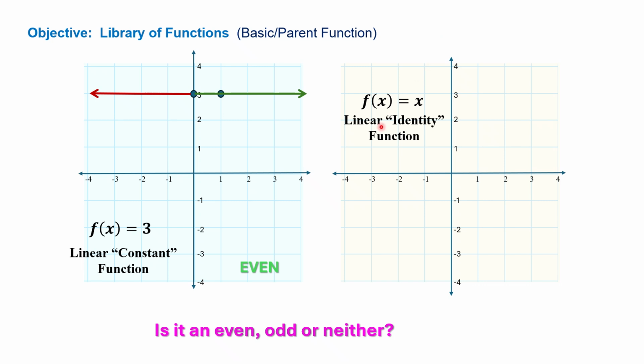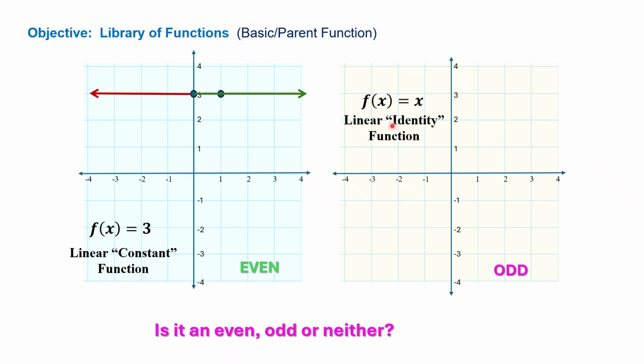Let us consider another function, which is f of x equal to x. This is called an identity function and also a linear function. For every x, there's always the same value of y. So let us identify whether this function is even, odd, or neither. Since f of negative x is equal to negative x, and this is equal to negative f of x, then we can say that this function is odd.